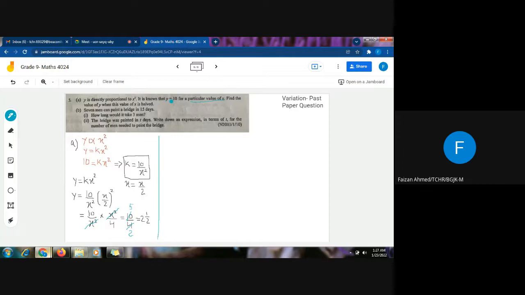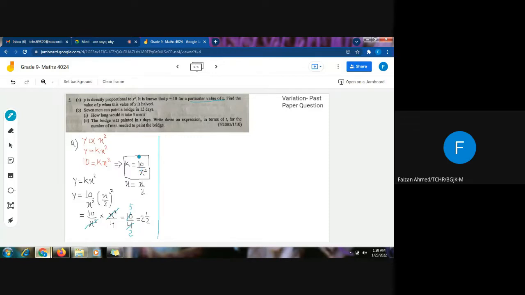We will put y is equals to 10. We know that y is equals to kx square, so in place of y we will just write 10, and equals to, as it is, constant k will be as it is and x square will be as it is. Since we don't know the value of x, we will just write x square, and then we will make k as the subject, so k will be equals to 10 upon x square.